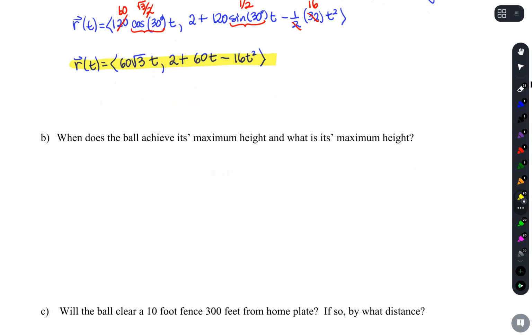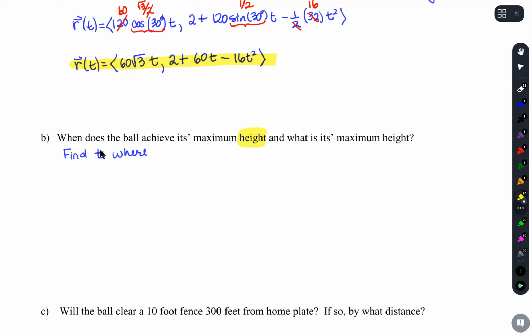So looking at part B of this problem, when does the ball achieve its maximum height? And what is its maximum height? So when is a cue for me to find a value t. So find t where maximum height. So keyword here is height. Height is a vertical distance.